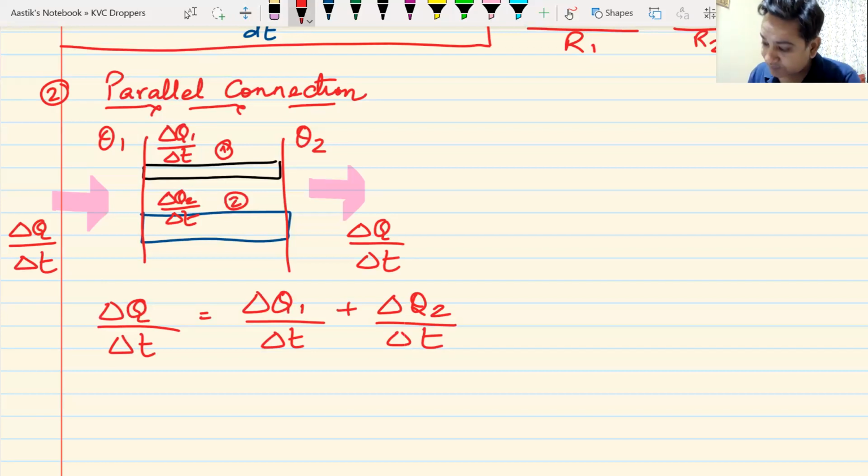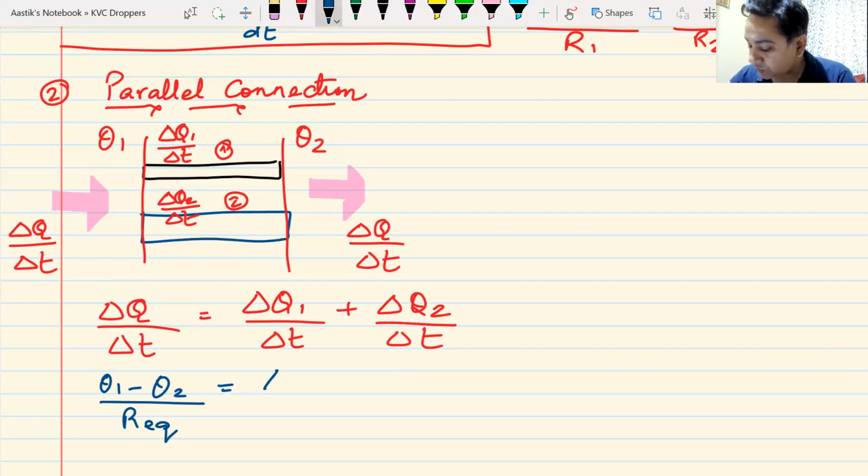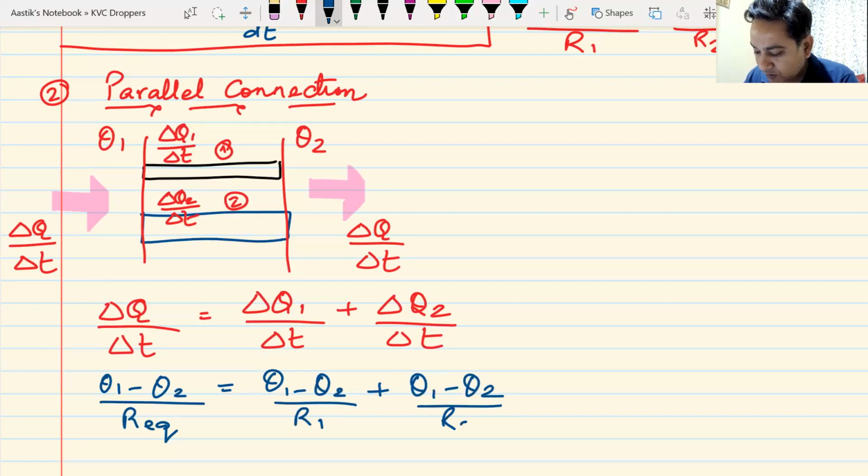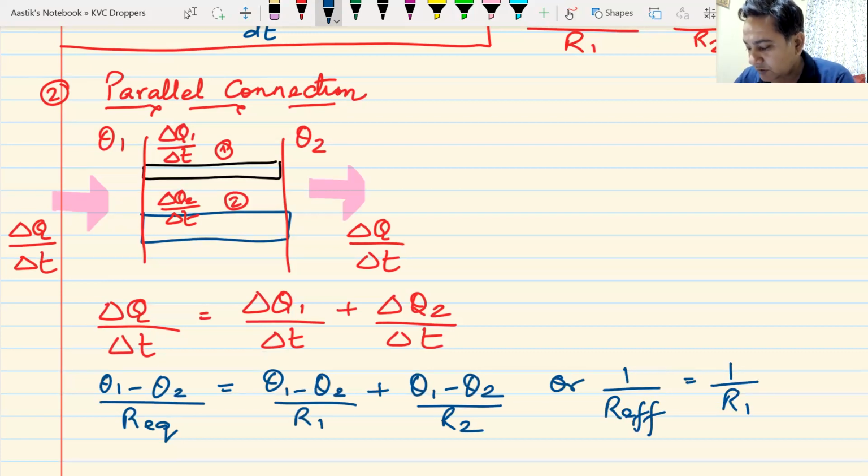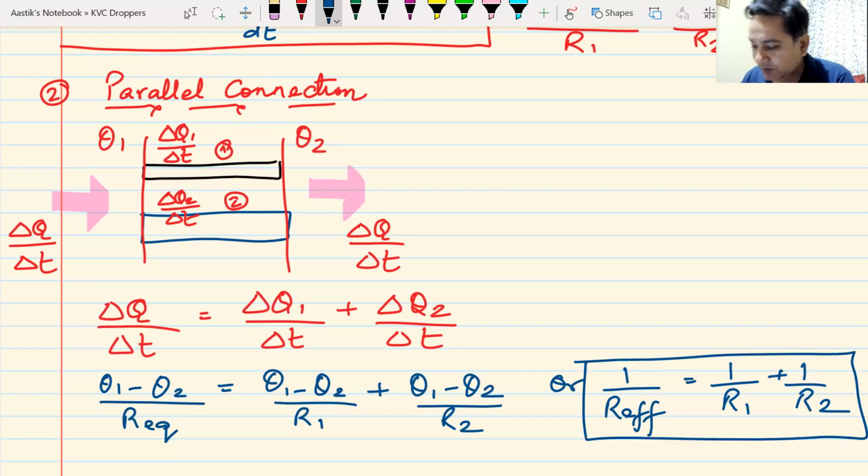Or I can write it like this. Theta 1 minus theta 2 divided by R equivalent or R effective will be equal to theta 1 minus theta 2 divided by R1 plus theta 1 minus theta 2 divided by R2. Or I can simply write it as 1 by R effective equals 1 by R1 plus 1 by R2. That becomes the effective resistance of the circuit. Do you understand this, everyone?